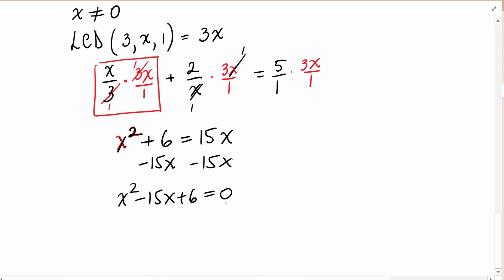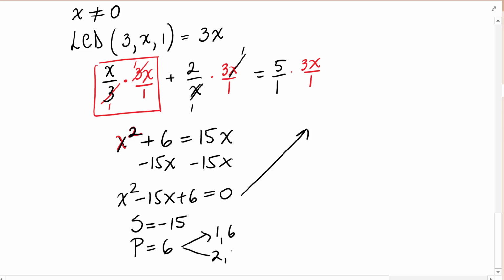And we're going to solve this equation with one of the three methods. We can try solving it using factoring. But if we think about two numbers that have the sum negative 15 and product 6, well, product 6 is 1, 6 and 2, 3. So even if we add a minus somewhere, they cannot add up to negative 15. So we are going to use the quadratic formula.